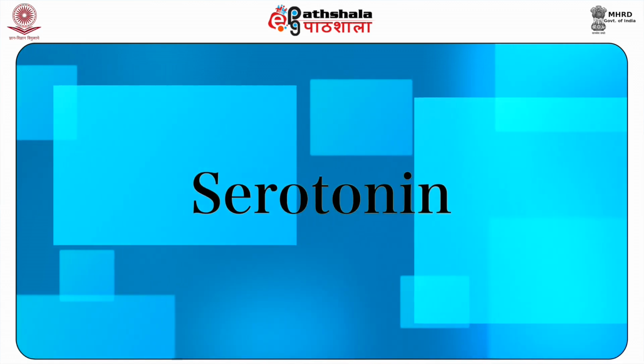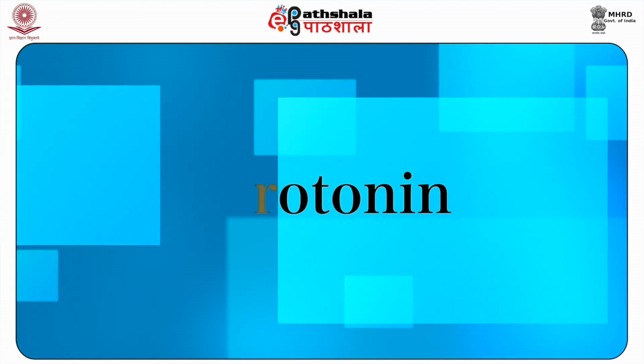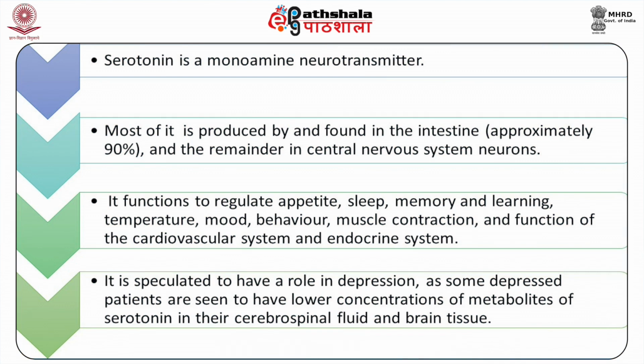Serotonin. Serotonin is a monoamine neurotransmitter. Most of it is produced by and found in the intestine, approximately 90% of it, and the remainder in the central nervous system neurons. It functions to regulate appetite, sleep, memory and learning, temperature, mood, behavior, muscle contraction and function of the cardiovascular system and endocrine system.